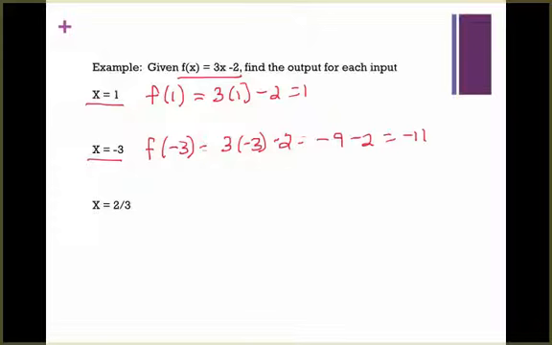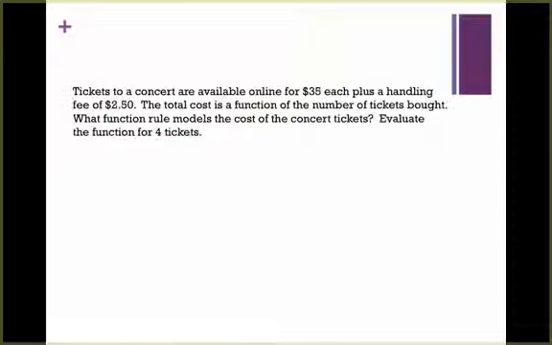And then f of 2/3 would be 3 times 2/3 minus 2. But 3 times 2/3 would be 2, and 2 minus 2 would be 0.